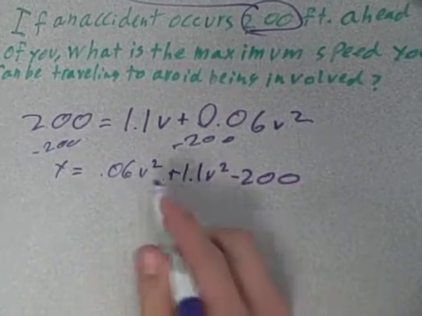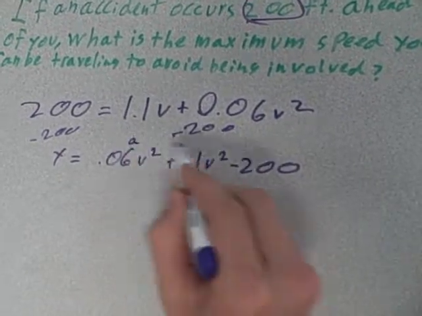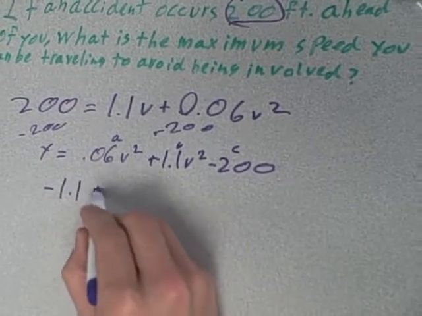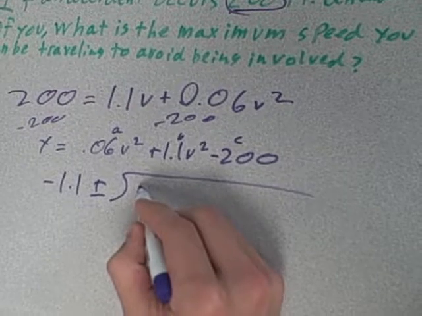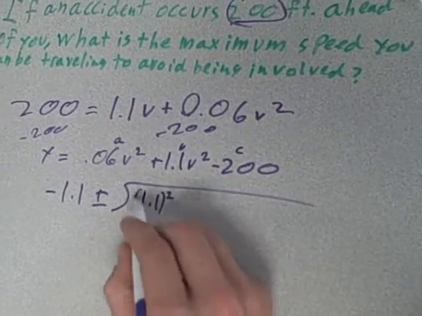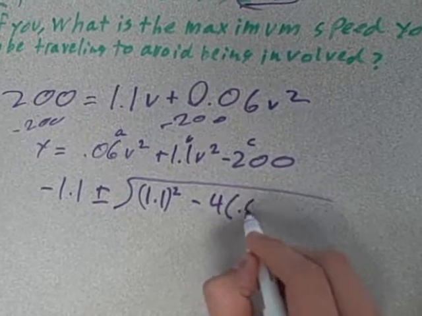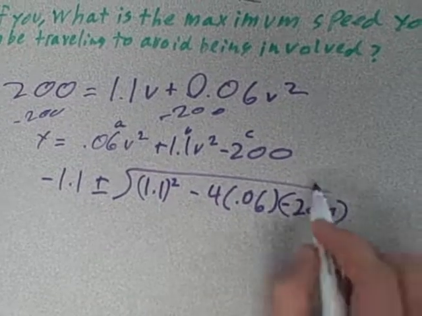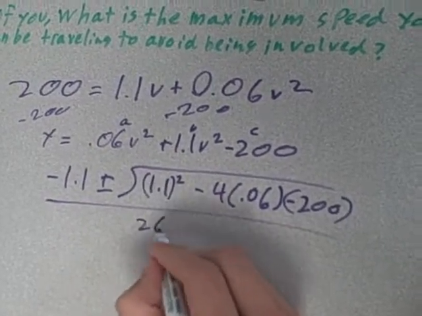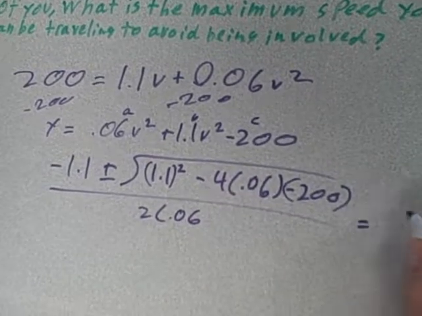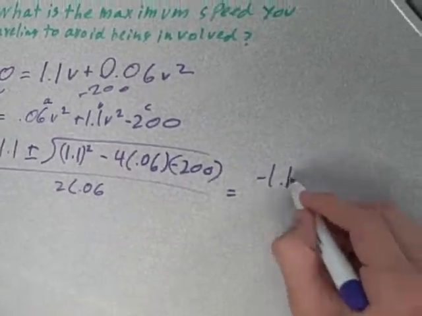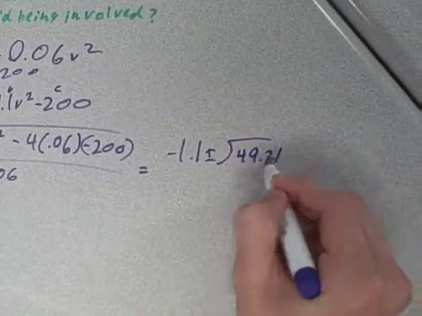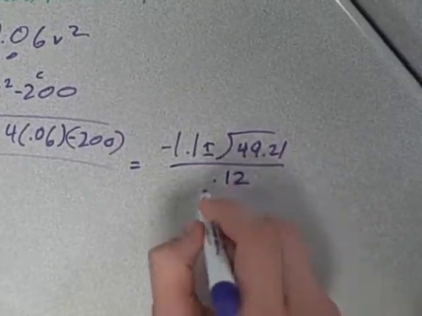And then you take that and you plug it into the quadratic formula. That's going to be A, that's going to be B, that's going to be C. And you get negative 1.1 plus or minus the square root of 1.1 squared minus 4 times 0.06 times negative 200, all over 2 times 0.06. That's going to go to negative 1.1 plus or minus the square root of 49.21 over 0.12.